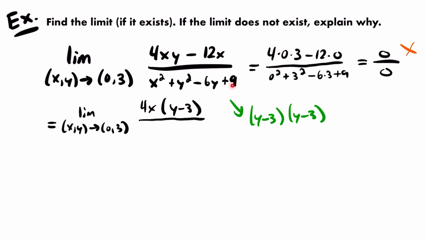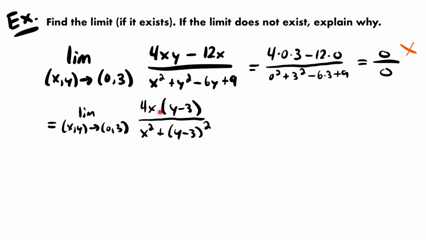So you could rewrite that quadratic in this way, which would also be y minus 3 squared. All right, so we could do that here. We can definitely factor, but it's not going to do much for us right now. Rewriting that denominator, we have x squared plus y minus 3 squared. But we can't cancel anything out here.